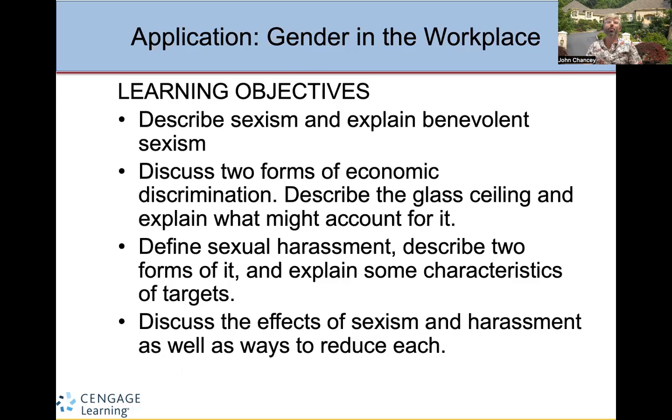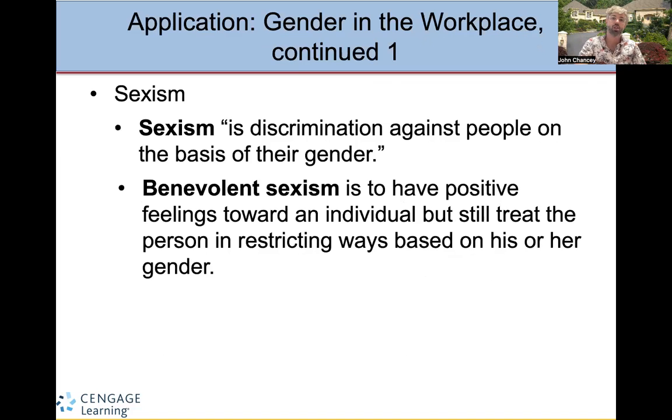Okay, the last topic we're going to look at is the role gender plays in the workplace. At the end of this section, you will be able to describe sexism and explain benevolent sexism, discuss two forms of economic discrimination, describe the glass ceiling and explain what might account for it, define sexual harassment and describe two forms of it, explain some characteristics and targets, and discuss the effects of sexism and harassment, as well as ways to reduce each. So what is sexism?